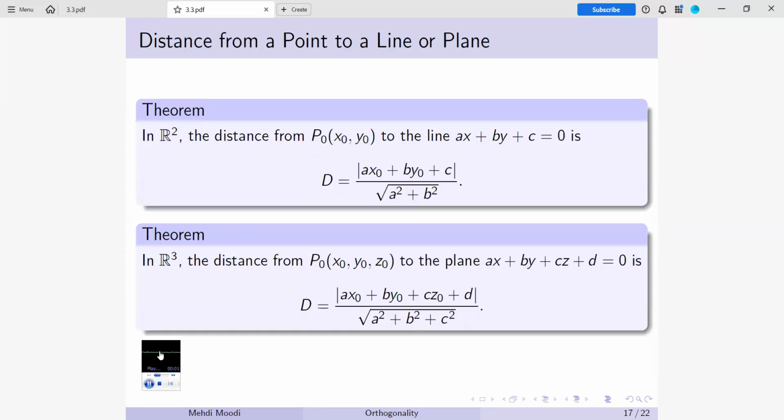These formulas come from projection. Consider any point on the line or the plane. Now think of the vector that goes from this arbitrary point to the given point. Distance is just the length of this perpendicular drop, which is geometry's version of taking the shortest legal route.